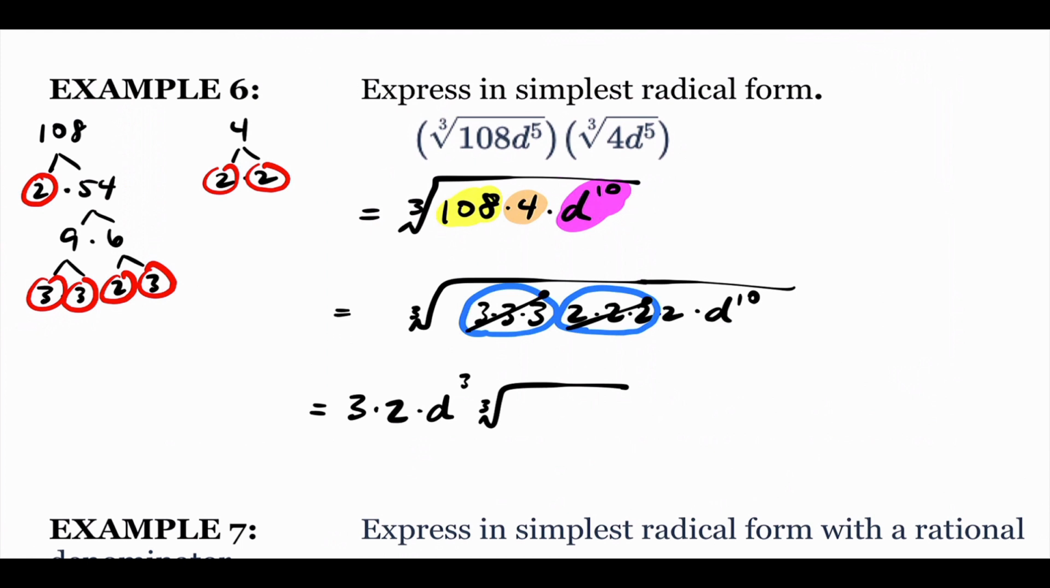Leftovers. I got a 2. Were there any Ds left over? There's 1 D left over. So multiply, I get 6D to the third. 2D.